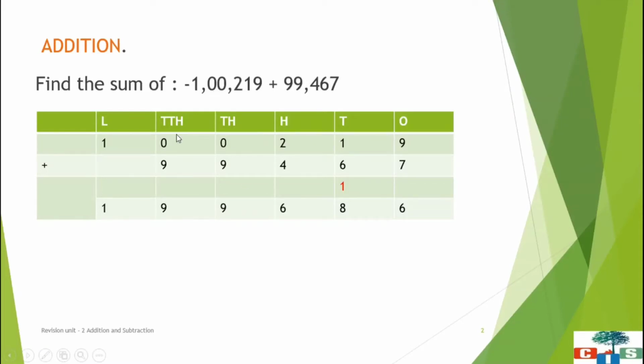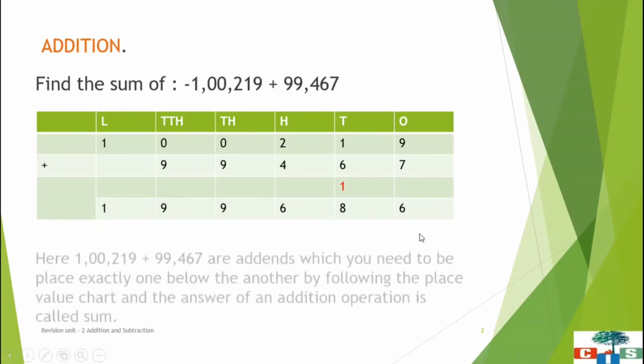Next we will add the digits of the next higher place value, that is ten thousands. Again 0 plus 9, which is 9. Now we'll add the digit at the lakh place, that is 1. Here we don't have any number to add, so 1 is 1 only. So what is the sum? 1,99,686.